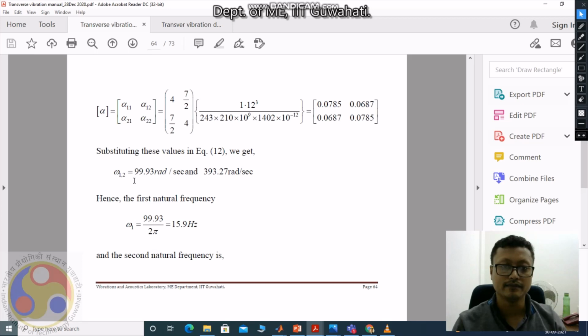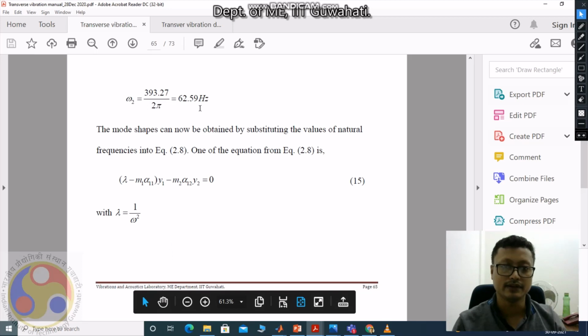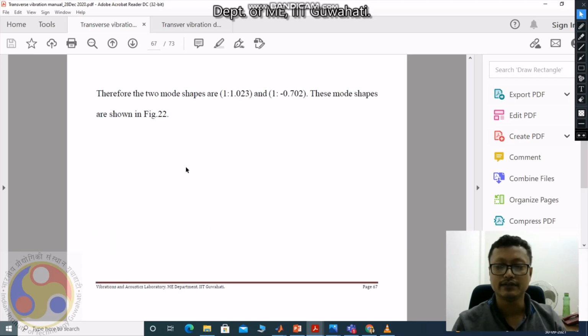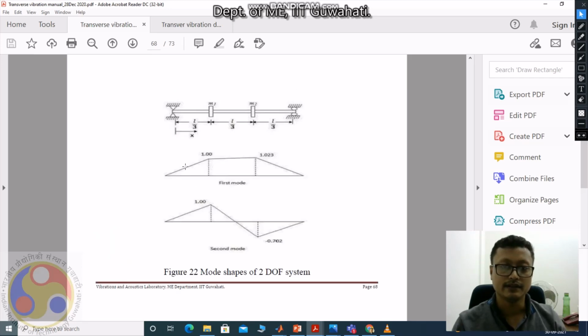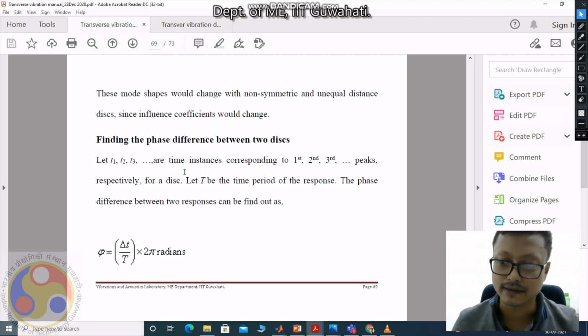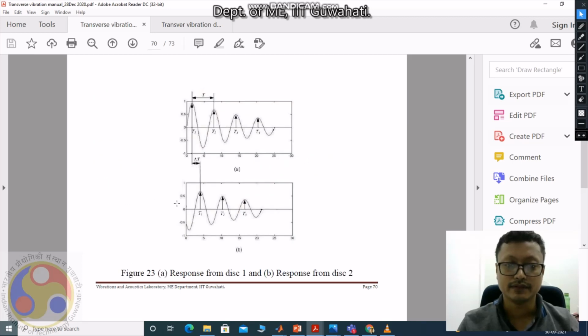This shows how to find omega in radians per second. Then the first natural frequency would be this much, and the second natural frequency omega 2 should be this much. This is a theoretical value, and you need to write these things in your report. This is the beam condition for the first mode, and this is the second mode, finding different phases. We also get the phase difference in the practical experiment. So this is the theoretical part of this experiment.